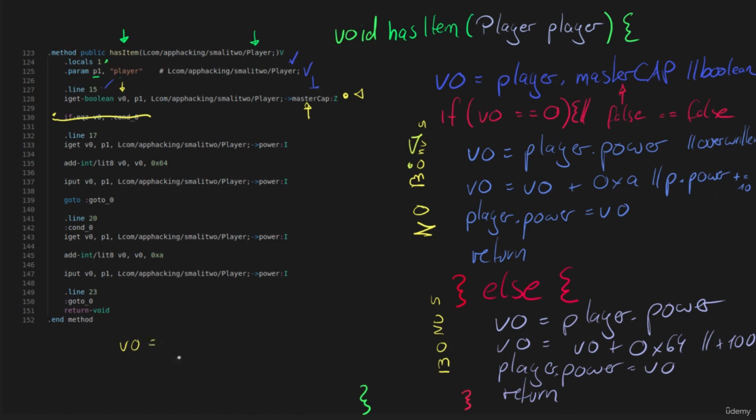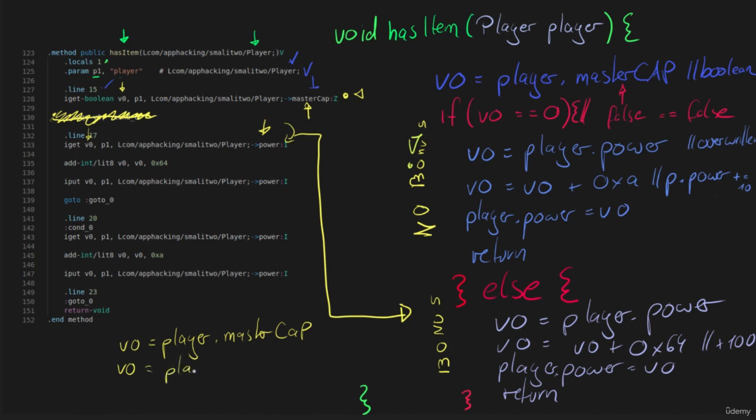v0 is equals player.masterCap. All right. And then we do not have our if statement over here because we did our 200 IQ play and simply removed it from the Smali code. Then we directly jump into this line. Nice. What we're doing here, we jump directly into this part, into the else part over here. So this line means we are putting player.power into v0. So we are overwriting the last one. v0 is player.power.